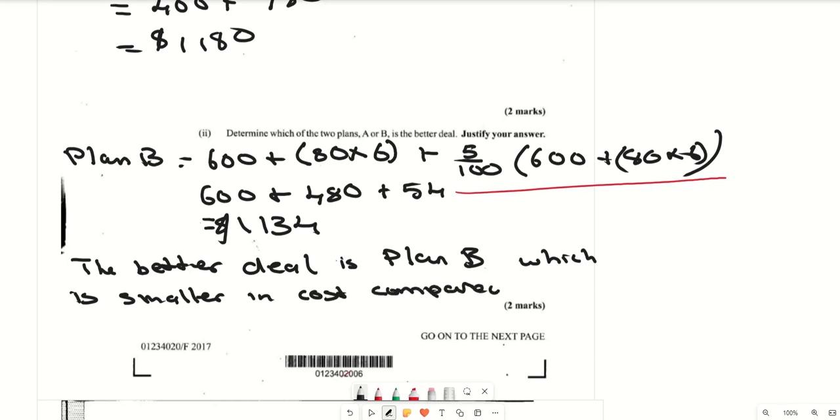compared to plan A. So let's find the difference, 1,180 minus 1,134, and you'll see that the difference is equal to 46. So you are seeing that plan B is $46 cheaper. That's when you do this question. Right, let's look at the next one.